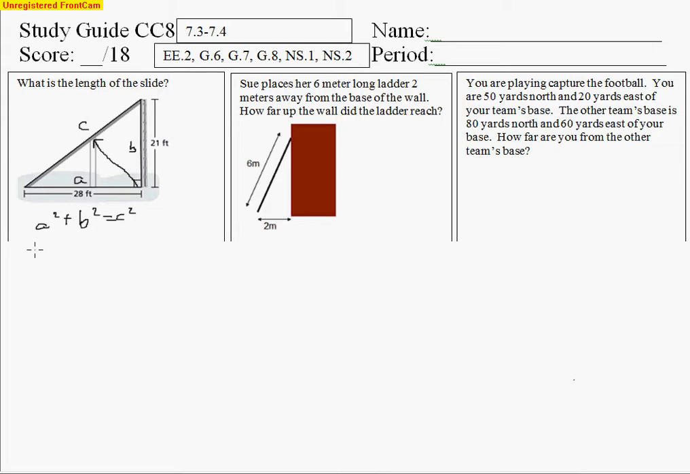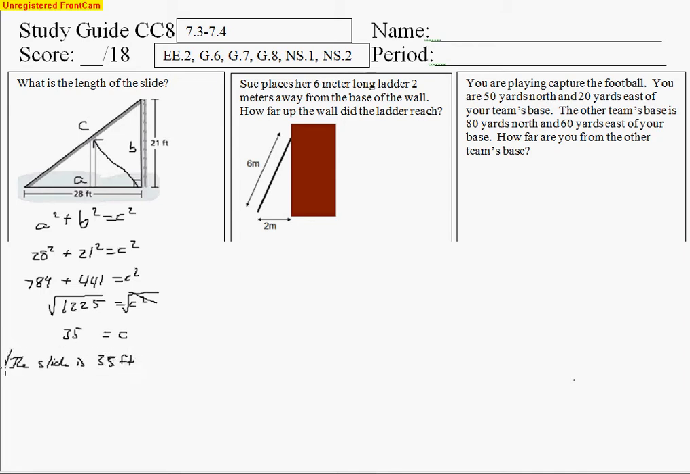And I substitute, so I'll write 28 squared plus 21 squared equals c squared. So I go ahead and square the 28, and that gives me 784. 21 squared is 441, and I go ahead and add these two together, and I get 1225. And just so happens 1225 is a perfect square, because what I need to do is take the square root to cancel out the squared symbol. Leaves me with c equals 35. So make sure you give me some units with that. So we could say the slide is 35 feet.